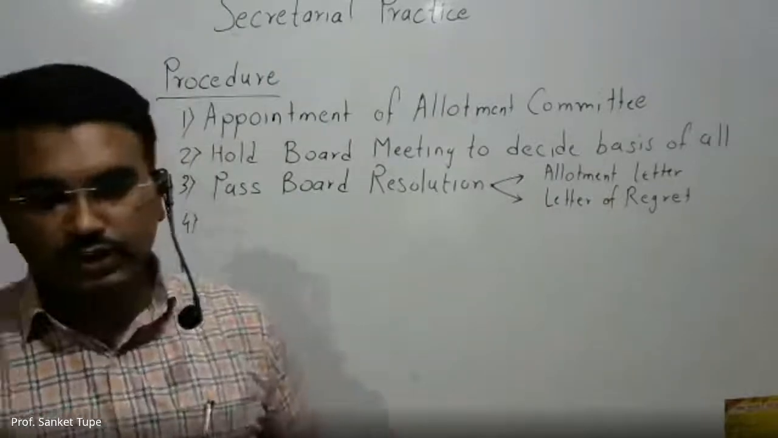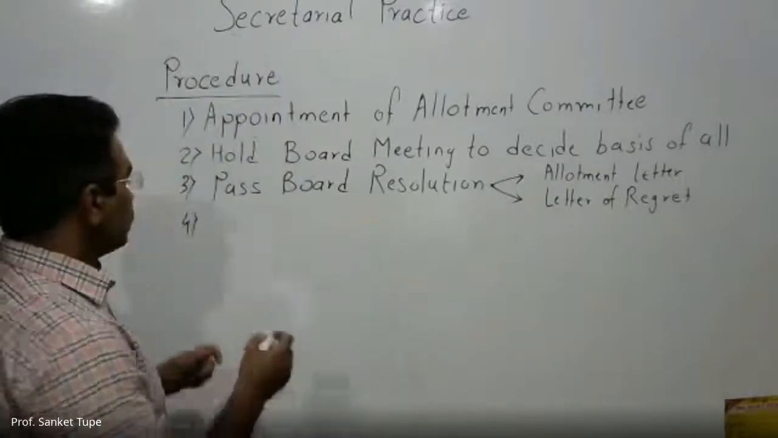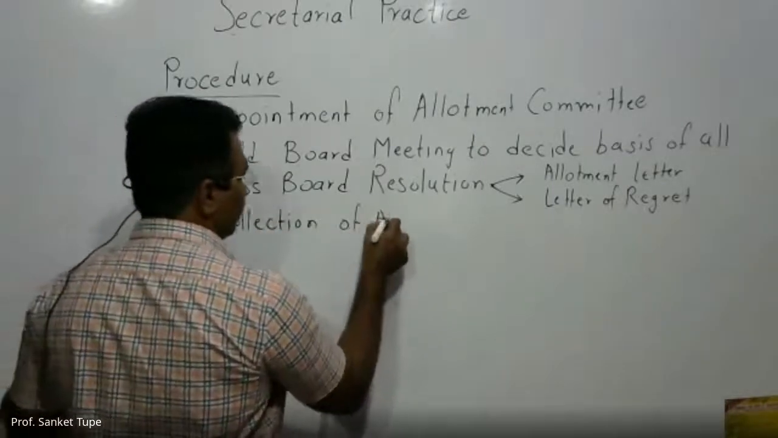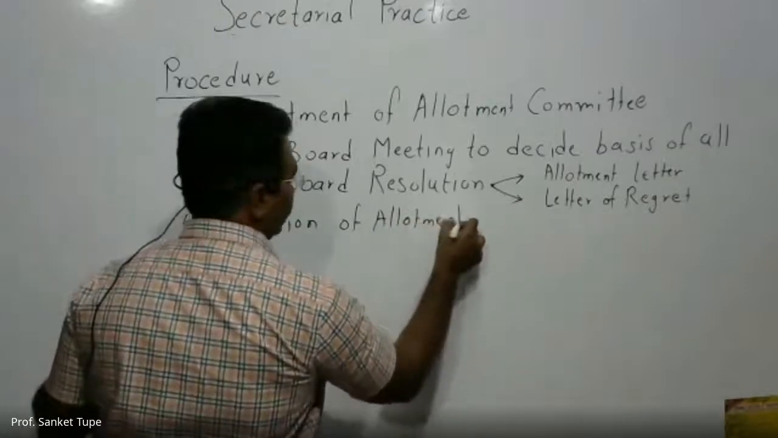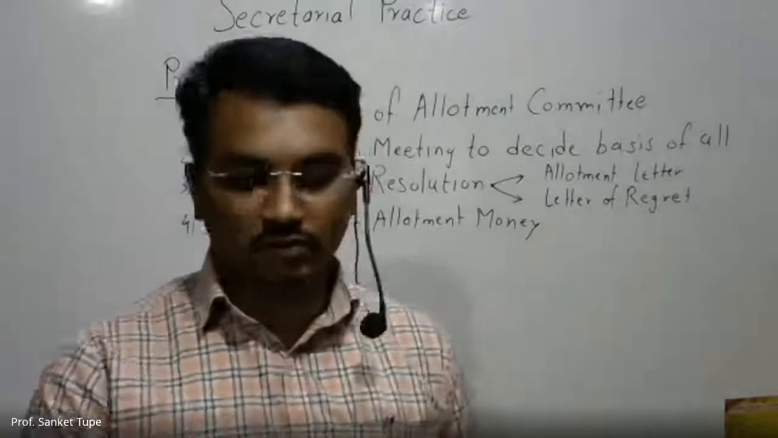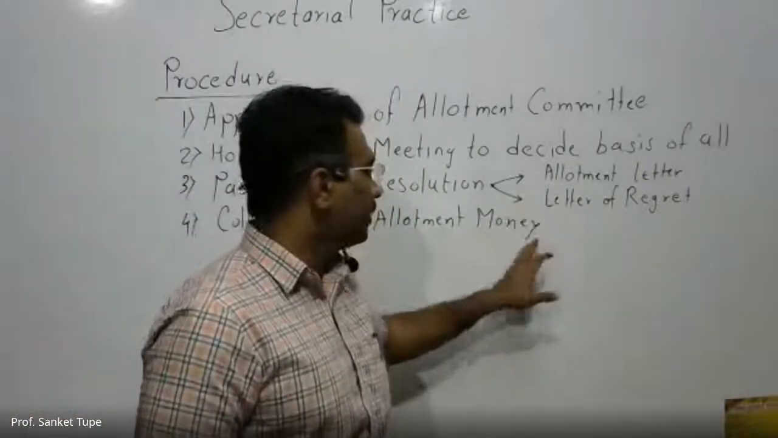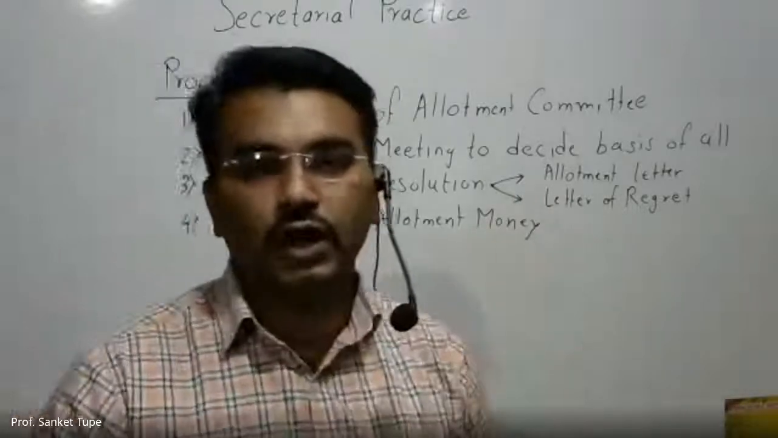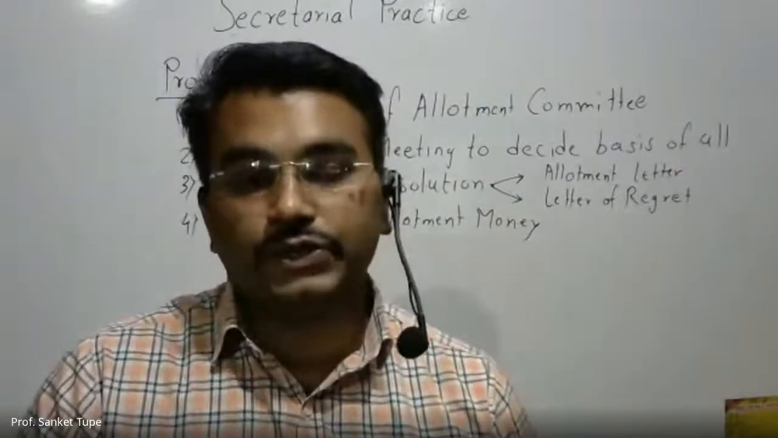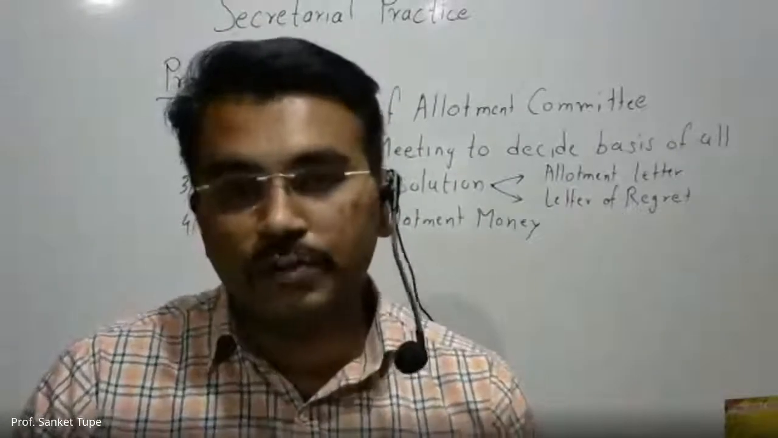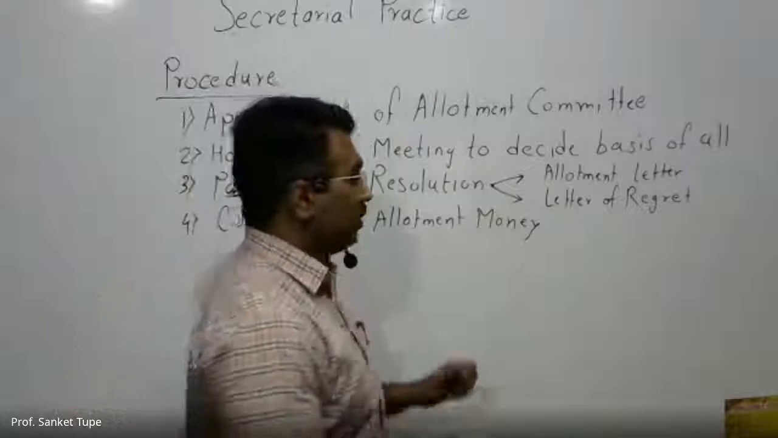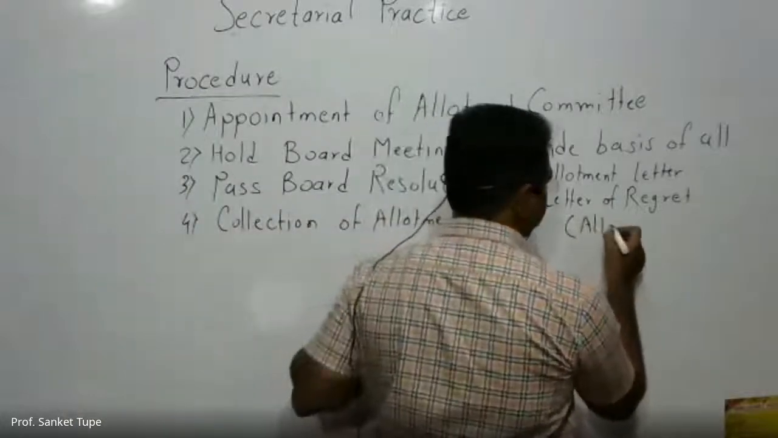Number four, the fourth step is collection of allotment money. Along with the allotment letter, the person who is getting the shares will pay the amount to the concerned bank in which he has paid the application money. What amount of allotment money must be deposited by the allottee, the person who will now be called the allottee.